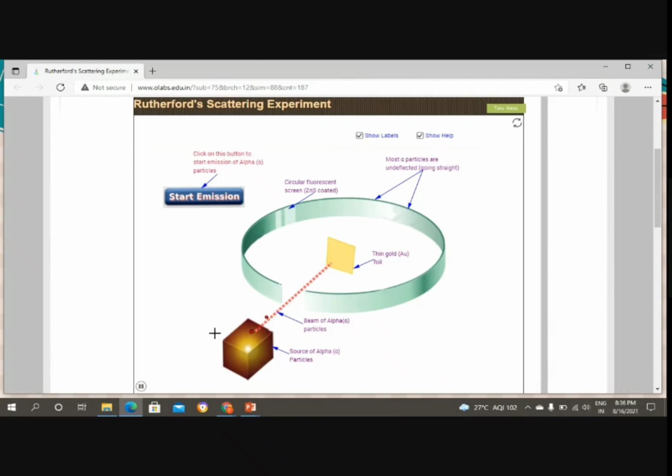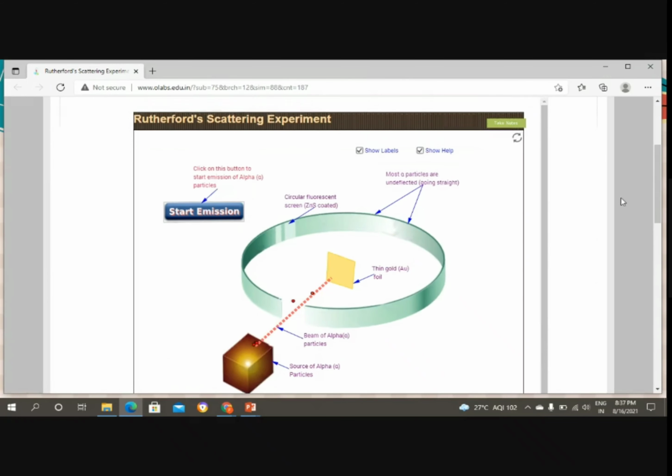So we notice that many particles pass through this gold foil and go over there, correct? But we also observe that some of the particles are bouncing over here. Can you all see? It is not going straight, some are going at an angle, tilted. But we also can see that some are just bouncing back. If you observe carefully, some are bouncing back. So that was the first part of his experiment.